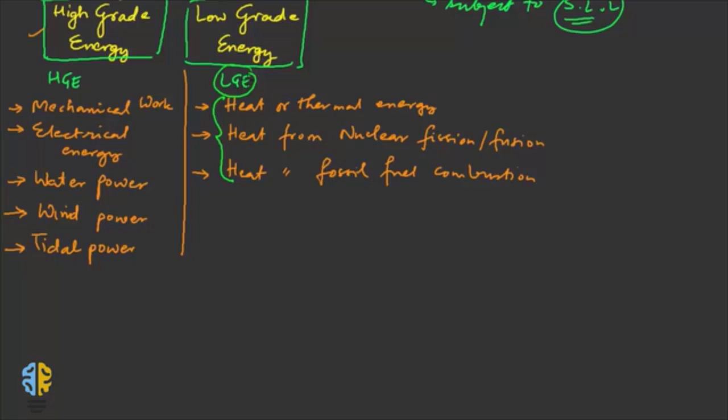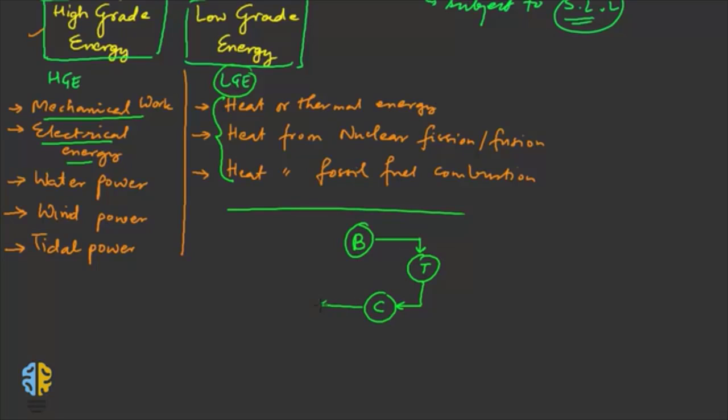Now, the bulk of the high grade energy in the form of mechanical work or electrical energy is obtained from sources of low grade energy, for example fuels. So let us say you have a vapor power cycle in which you have a boiler. From the boiler, the steam goes into a turbine, and then from the turbine it goes to a condenser, and then to a pump. And then it pumps it back to the boiler. So this is a cyclic heat engine.